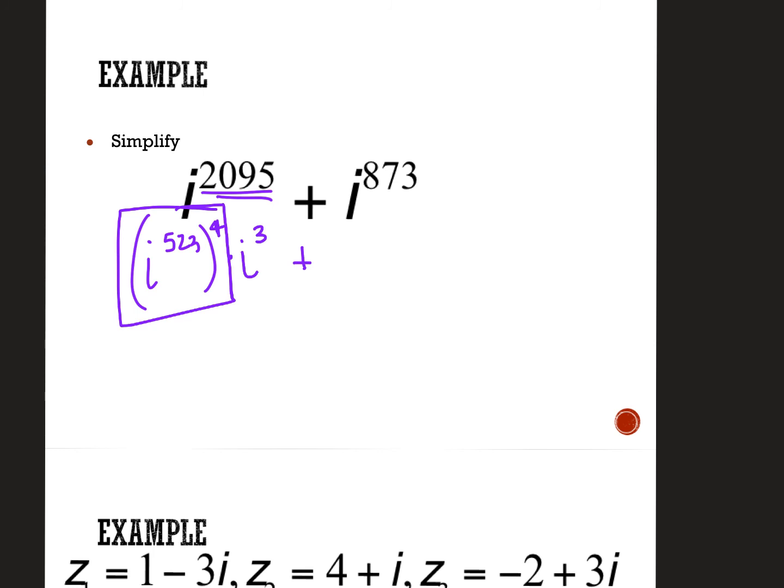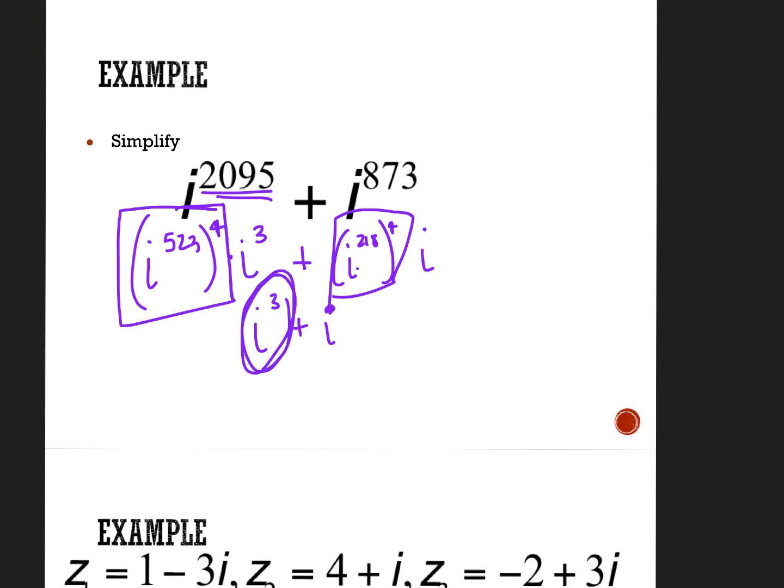Okay, so maybe try this one on your own before I do it, because 873 divided by 4 is 218 1/4. So this is i to the 218 raised to the 4th, and then there's 1/4 left over, so that's just another i. All right, this equals 1. So what I have here is i cubed plus i. And then i cubed, right? i cubed is actually -i plus i. So this whole problem equals 0. Okay? But again, this is much, much easier with a calculator.